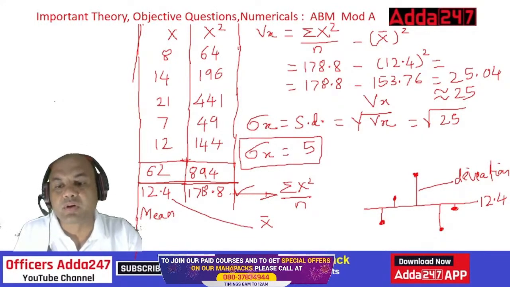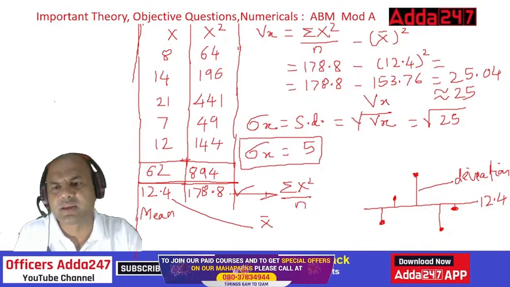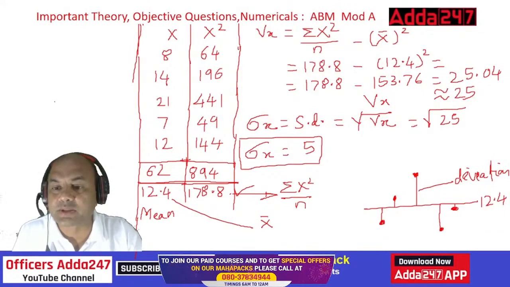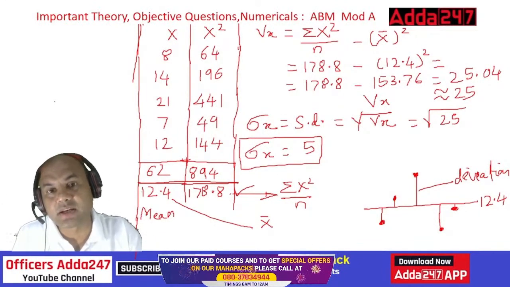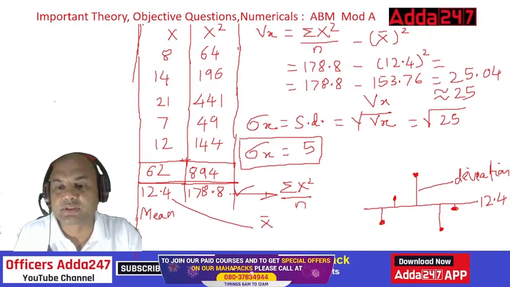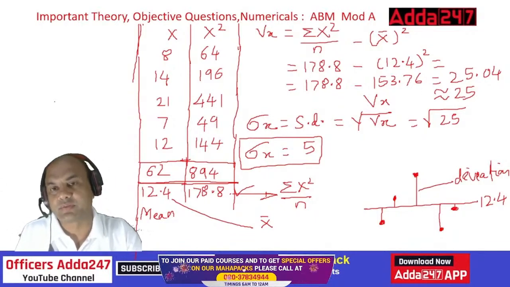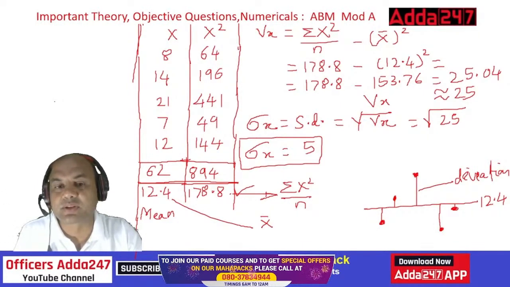Now what do you mean by standard deviation? If I go on finding the deviations, and then find a single representative of all these deviations, that will be called the standard deviation. It is a single representative of all these deviations, the net effect, you can call it. The net effect of this will be 5. And then what is variance? Variance is the square of all this.